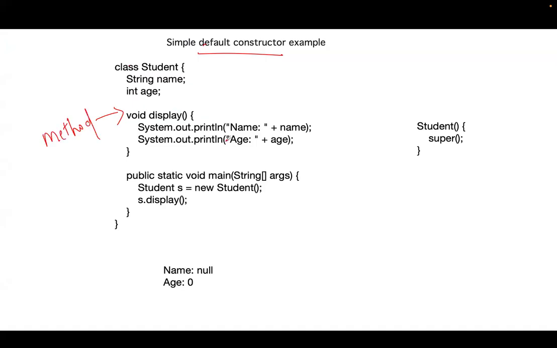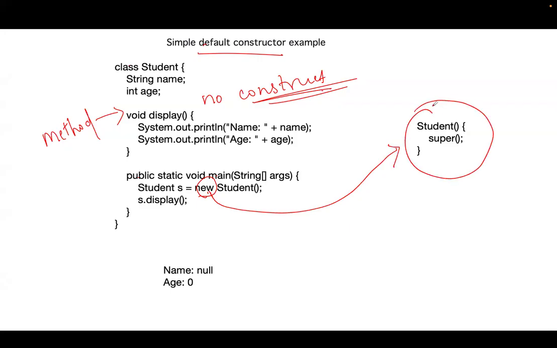System.out.println name. Now, public static void main, Student s equal to new Student, s.display. So here, are we defining any constructor? No, there is no constructor at all in this program. So what exactly will happen here? Student s equal to new Student. Once Java sees the keyword new, it will call the constructor. But here there is no constructor, so it will call the default constructor.